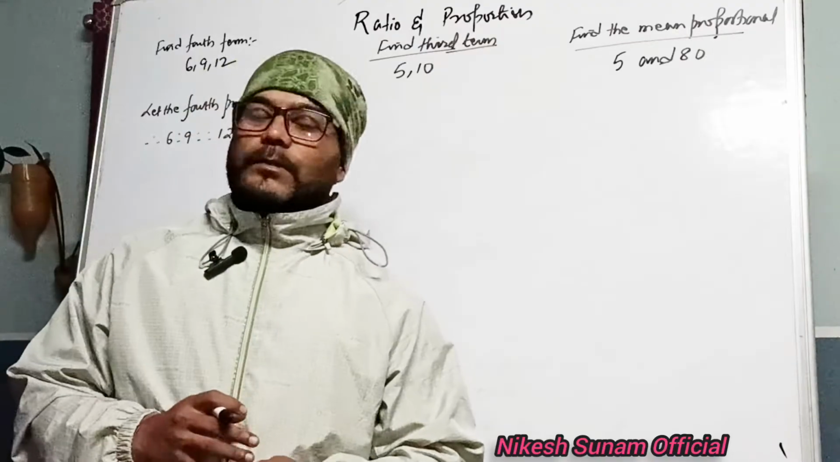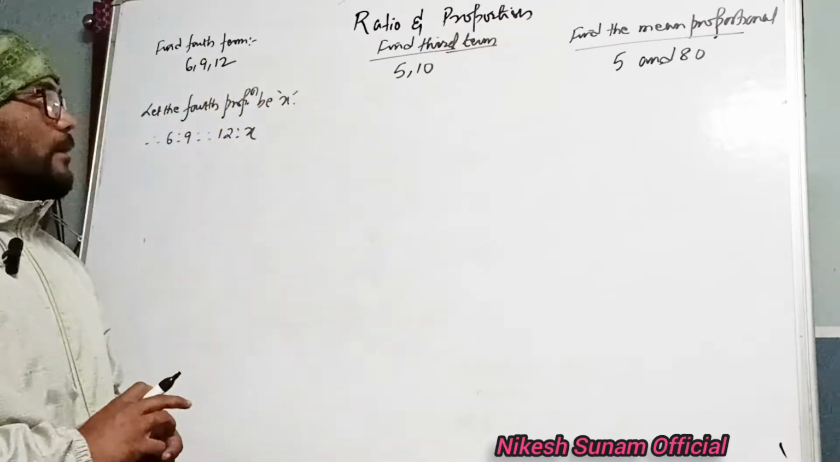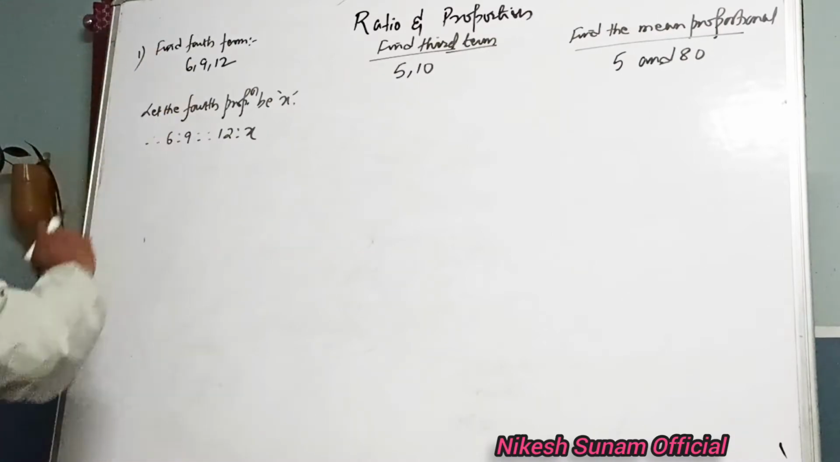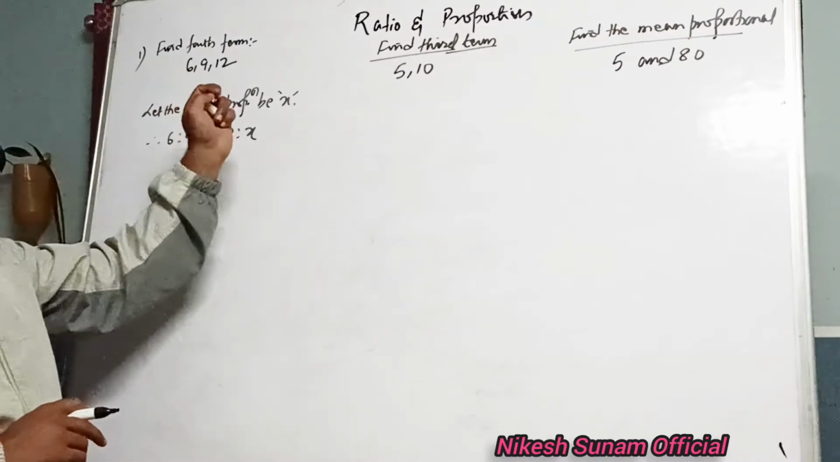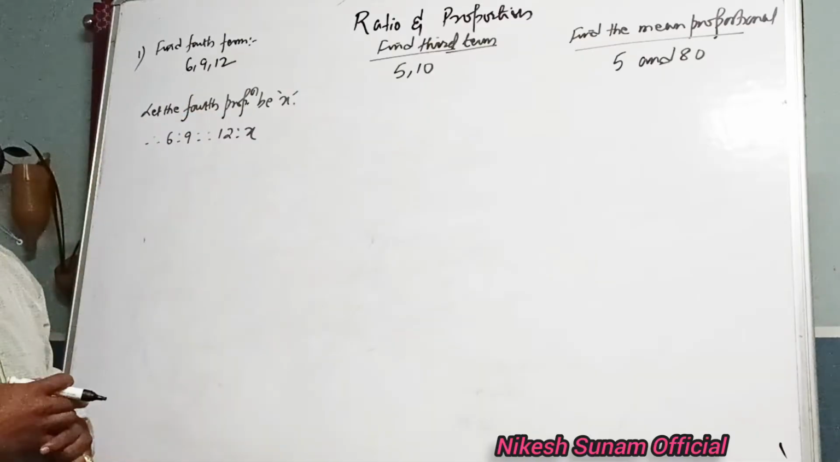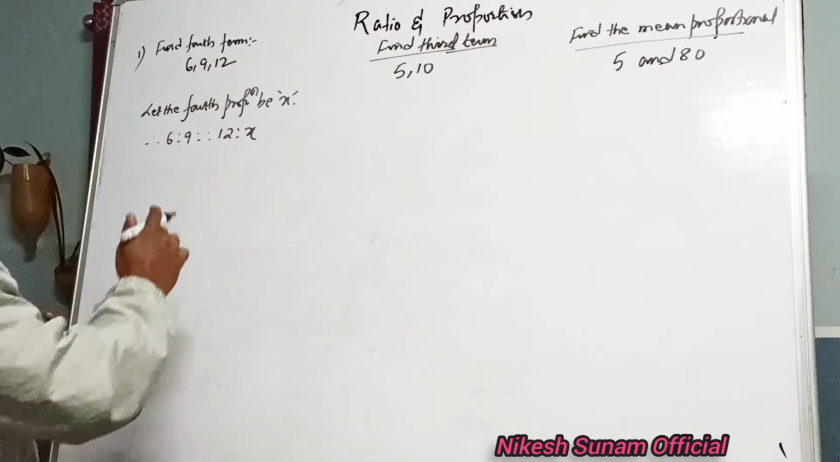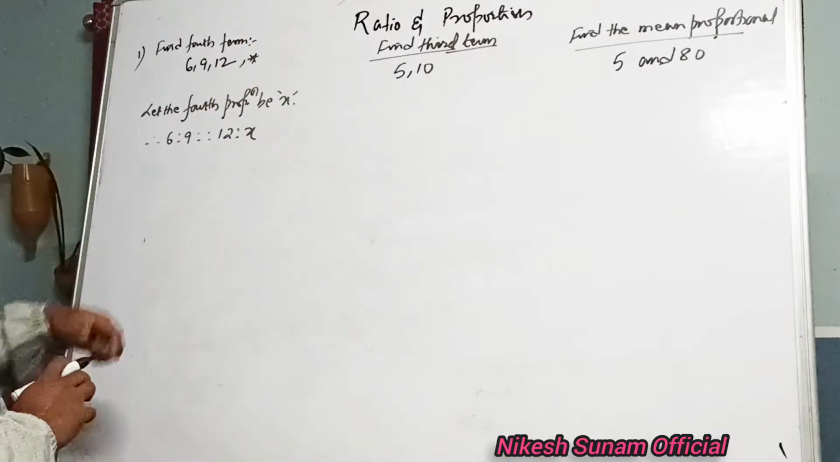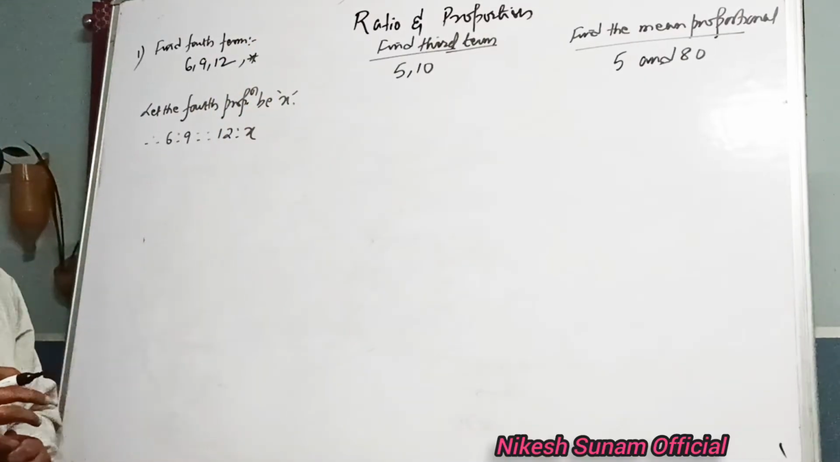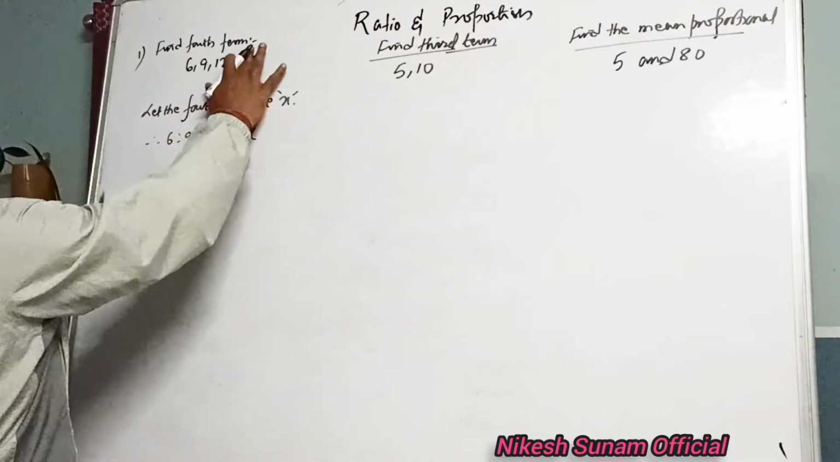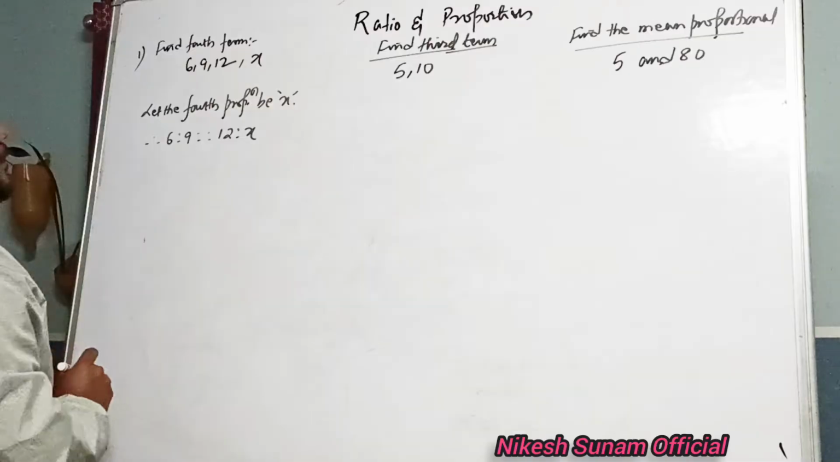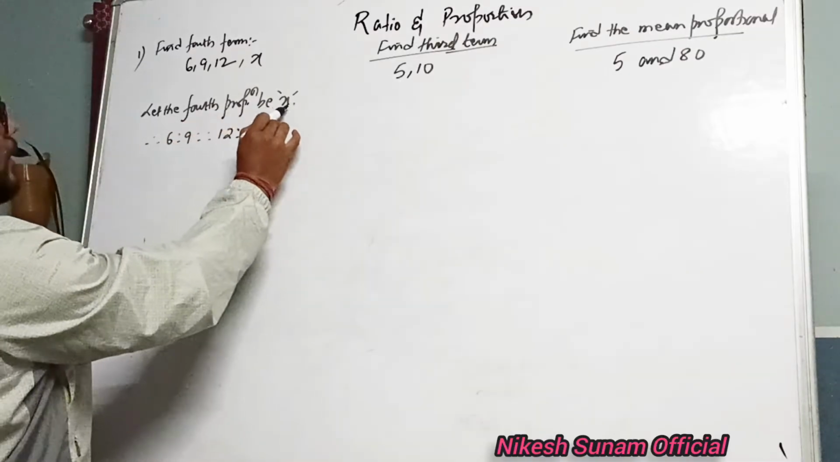I am dealing with 3 types of questions. So the first question is given here. Find the fourth term from these 3 numbers. So these 3 numbers are in proportional and the fourth number is missing. Sometimes the question may give an asterisk mark also, and the question may ask you to find the missing term. So here the 3 numbers are given and the fourth number is not given. I have assumed the fourth number as x. Let the fourth proportional be x.